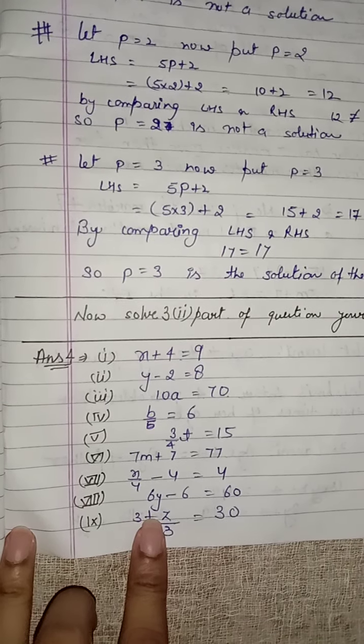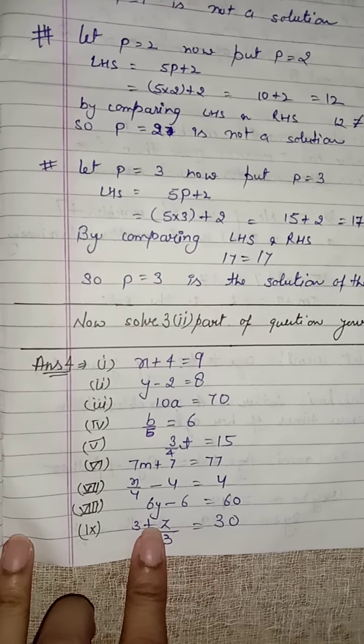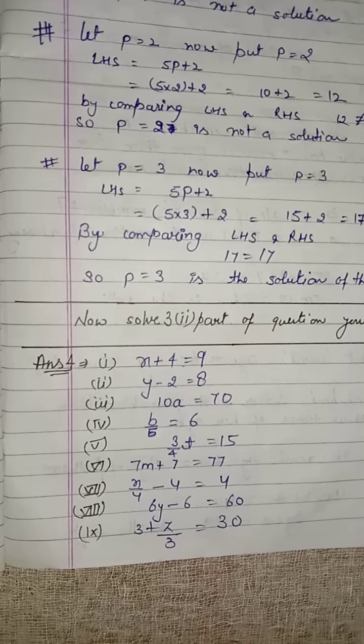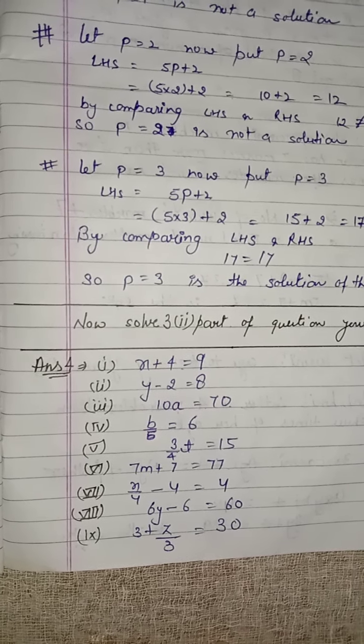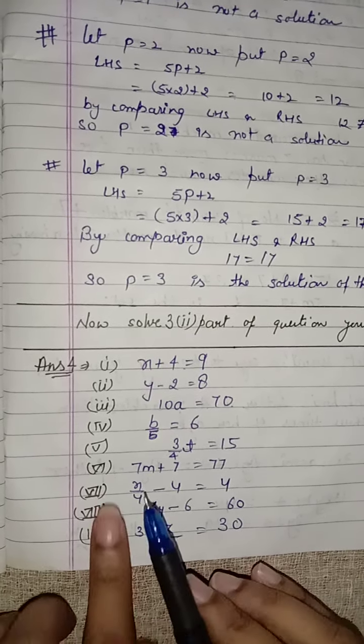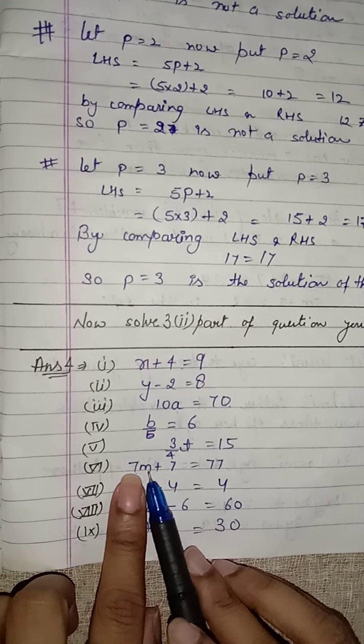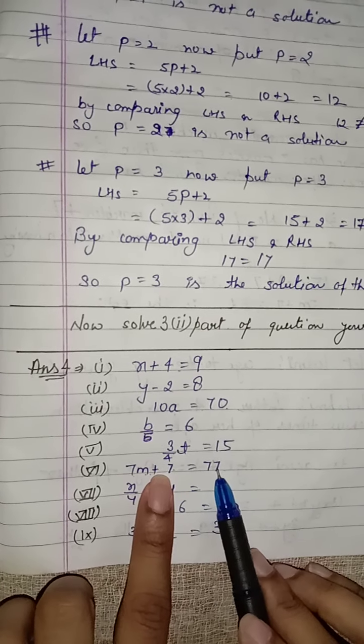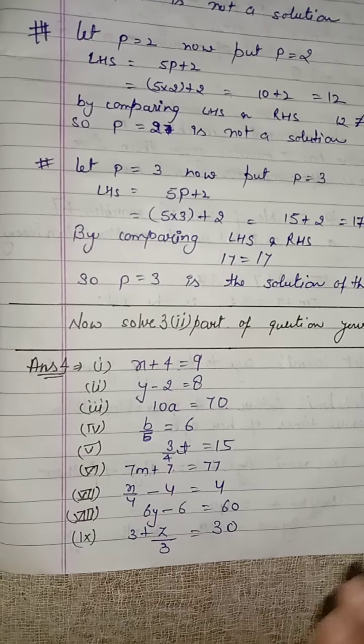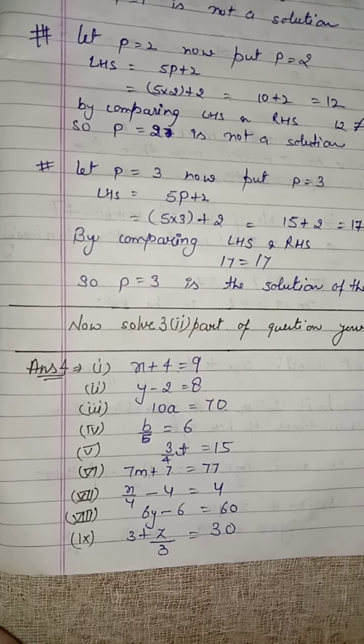On taking the sixth part of the question, the sixth part is 7 times m plus 7 gives you 77. 7 times of m plus 7 will give you 77. As they are saying in the statement, you have just to write that as an equation.